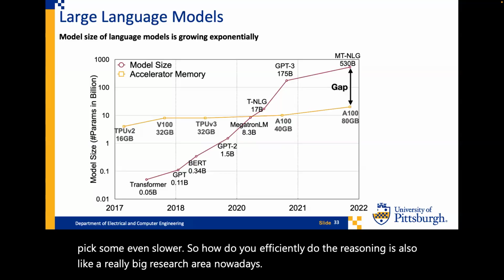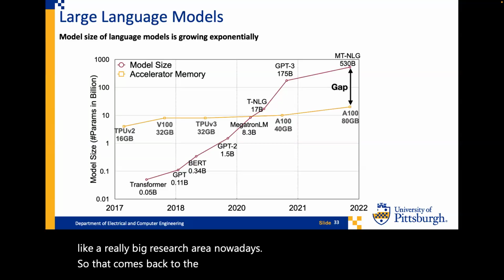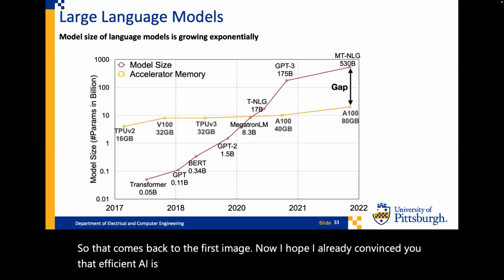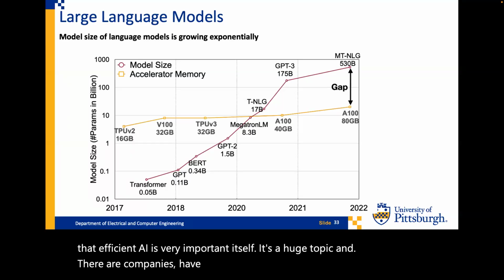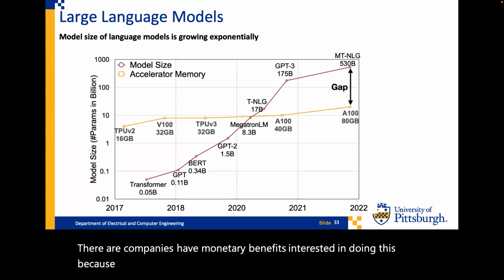So that comes back to the first image. Now I hope I already convinced you that efficient AI is very important in itself. It's a huge topic, and there are companies with monetary interest in doing this, because it literally reduces their costs of running the service.